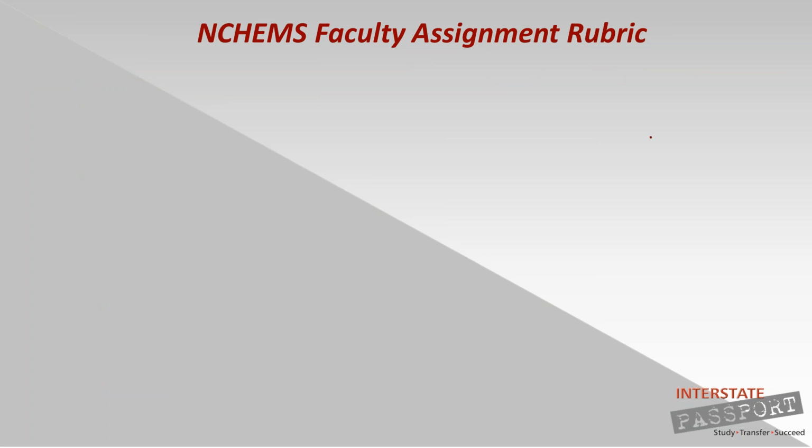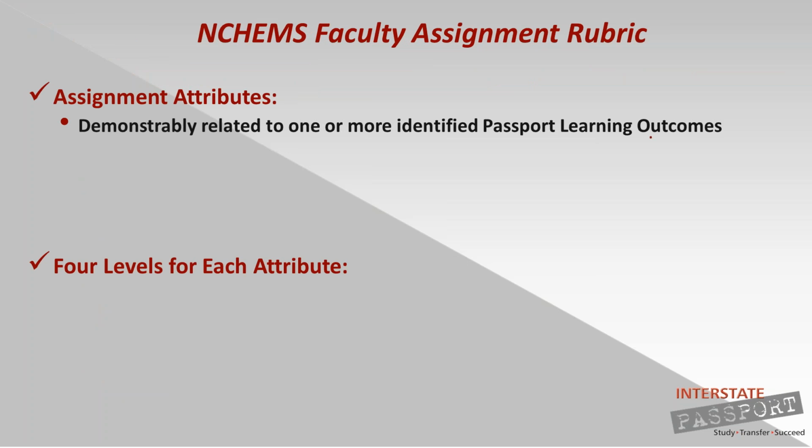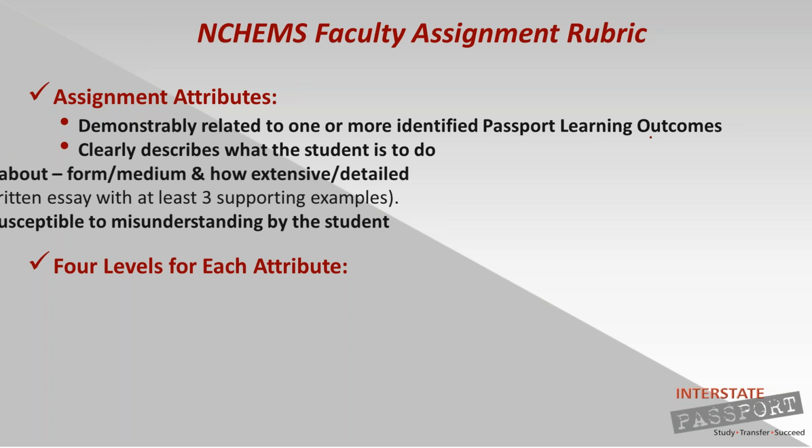For this faculty assignment selection or evaluation process, NCHEMS has developed a rubric, and the rubric consists of 2 components: a set of attributes for the assignment and 4 levels of evaluation for each attribute. The first attribute is that the assignment should be demonstrably related to one of the PLOs. A second attribute is that it must clearly describe what the student is to do. Clearly confusing assignments are not going to be particularly effective.